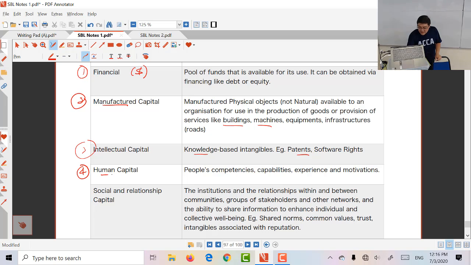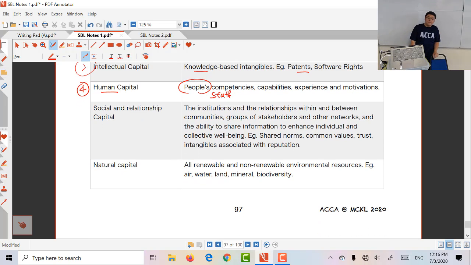Number 4, human capital is to do with what? Your staff. Okay? The kind of staff that you have. The people, the staff. Number 5, it's the social and relationship capital. What is social relationship capital? Now, social relationship talks about your networking. Relationship is about networking.